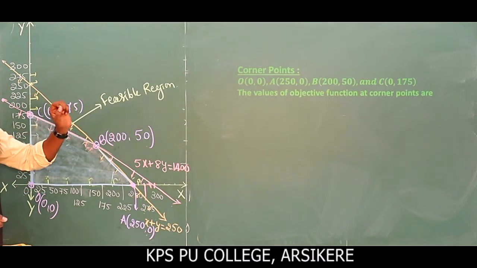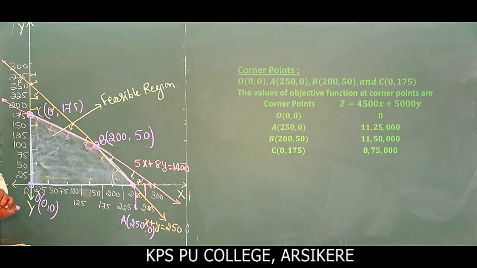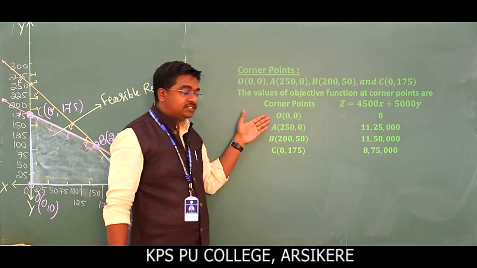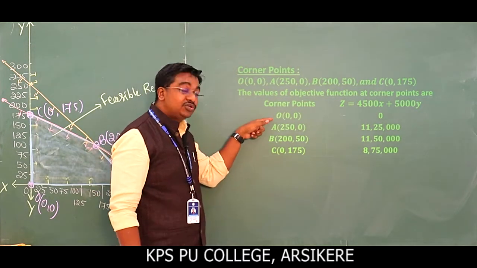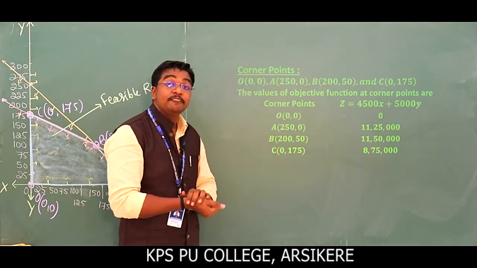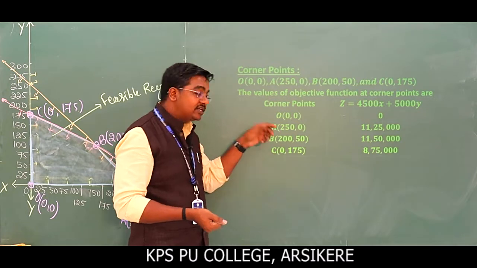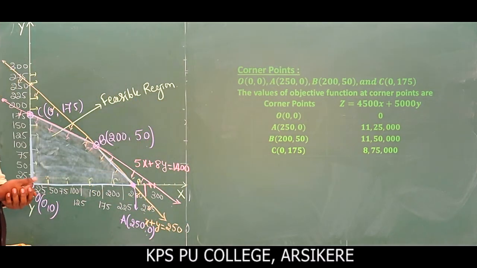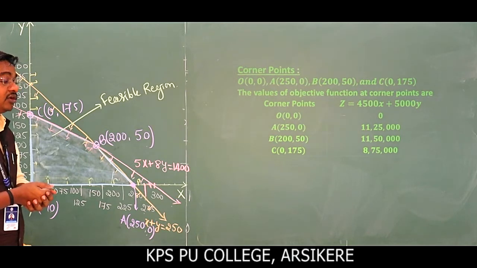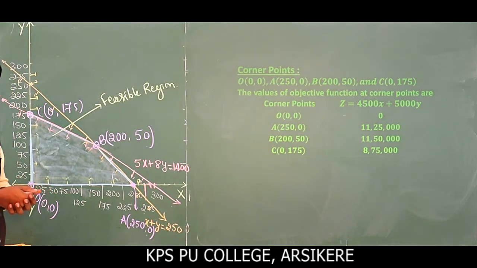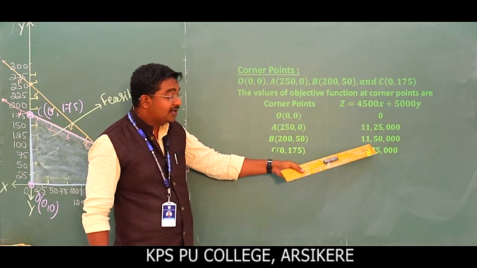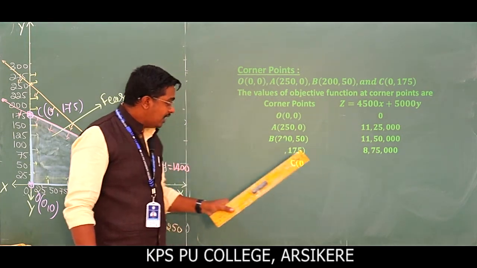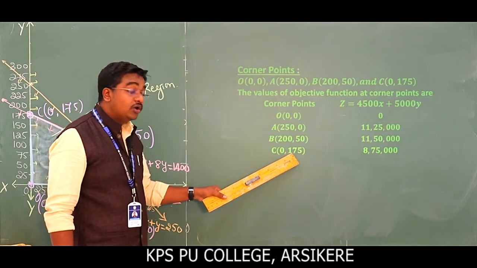The corresponding values of the objective function at the corner points: corner point O of 0 comma 0 and the objective function here 4500x plus 5000y. When you substitute x is equal to 0 and y is equal to 0, what do you get? 0. Similarly for 250 comma 0, when you substitute x is equal to 250, we get the value of the objective function as 11,25,000. Third point, B of 200 comma 50. When you substitute x is equal to 200 and y is equal to 50, what do you get here? 11,50,000.